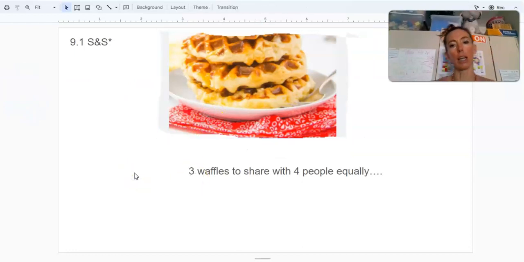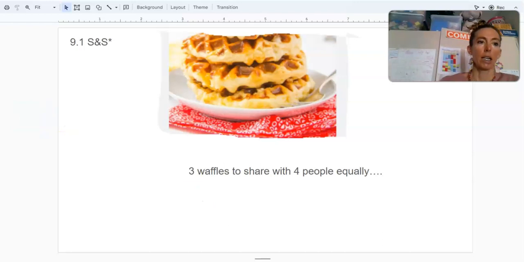Okay, so now you say, okay, 5th grade problem is this. You have 3 waffles still, but now you're sharing it with 4 people, and we're doing this in an equal way, so everyone gets the same amount. Is each person going to be able to get 1 whole waffle? No, because I don't have 4 waffles, I only have 3.